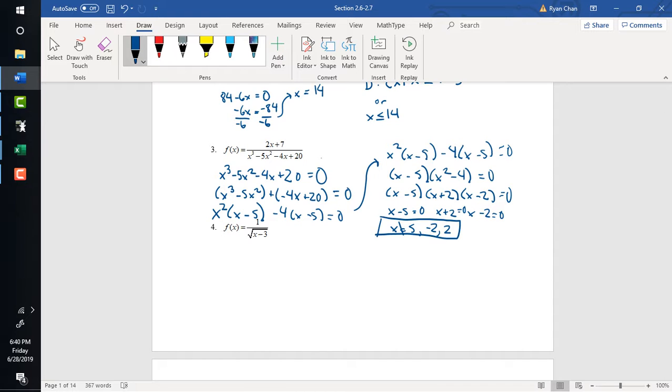Now, the thing with this one is we have to be a little careful because notice this is a radical, but it's also on the bottom. So that means my denominator cannot be 0 either. So inside my radical, I set that equal to 0, I have x is equal to 3, okay? Now, obviously, 3 doesn't count because if I plug 3 in, I'll get 0, and I can't divide by 0, okay?